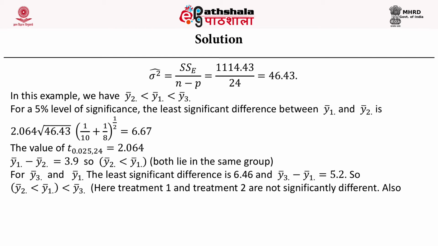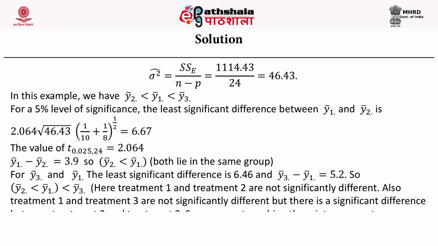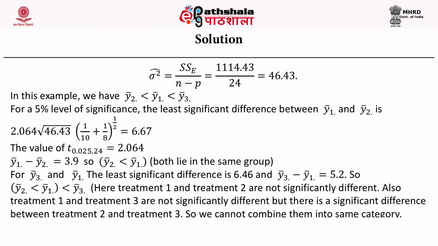So y2 dot bar is less than y1 dot bar, so both lie in the same group. For y3 dot bar and y1 dot bar, the least square difference is 6.46 and y3 dot bar minus y1 dot bar is equal to 5.2. So here treatment 1 and treatment 2 are not statistically significantly different. Also treatment 1 and treatment 3 are not statistically significantly different, but there is a significant difference between treatment 2 and 3, so we cannot combine them into the same category.